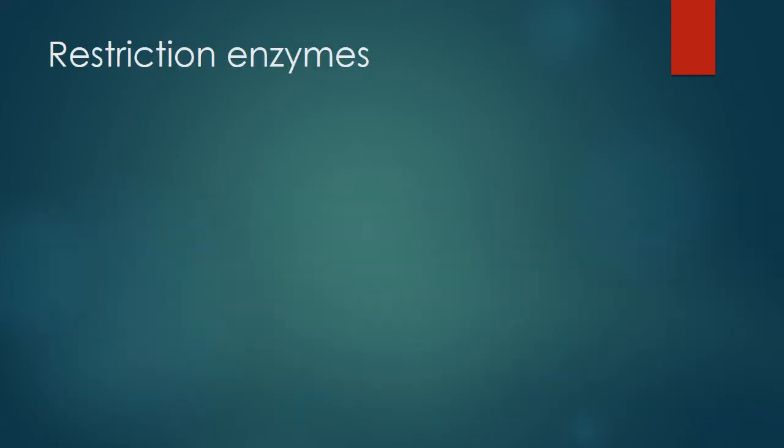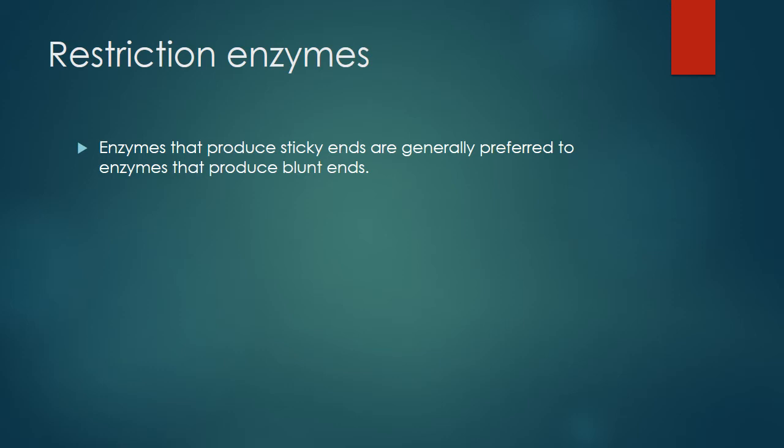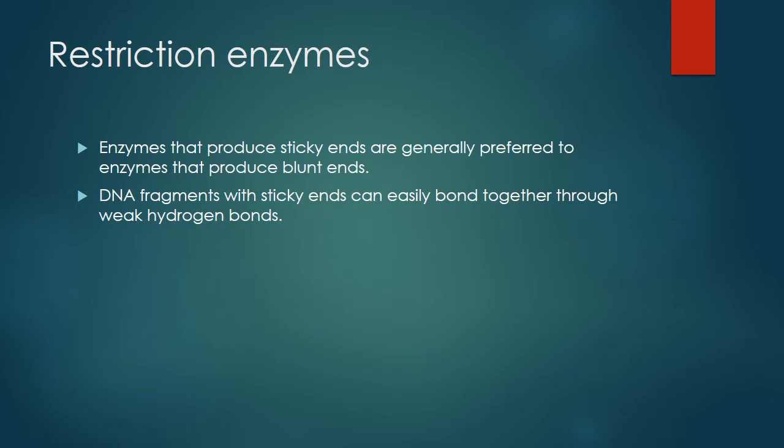Now most of the times we do prefer the restriction enzymes that cut and then give us sticky ends to those that give us blunt ends. Now this is because those with sticky ends easily bond together through weak hydrogen bonds. So we can have an example of the vector. We can have our vector plasmid DNA, which is also cut with these restriction enzymes. So we use these restriction enzymes to get our gene of interest, and likewise to cut sequences into our plasmid DNA vector.